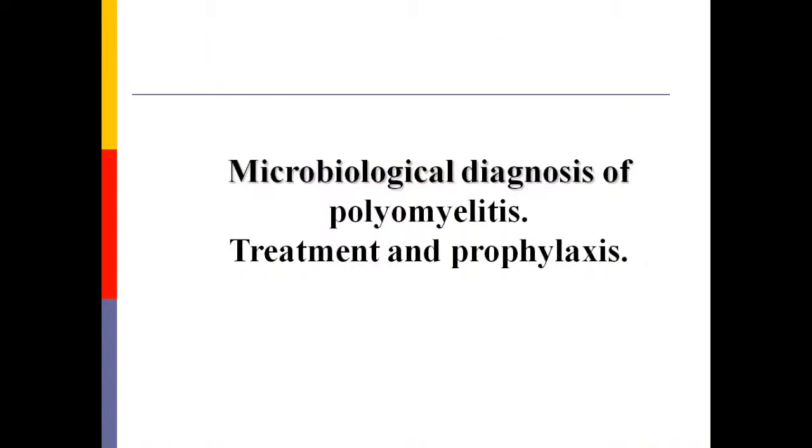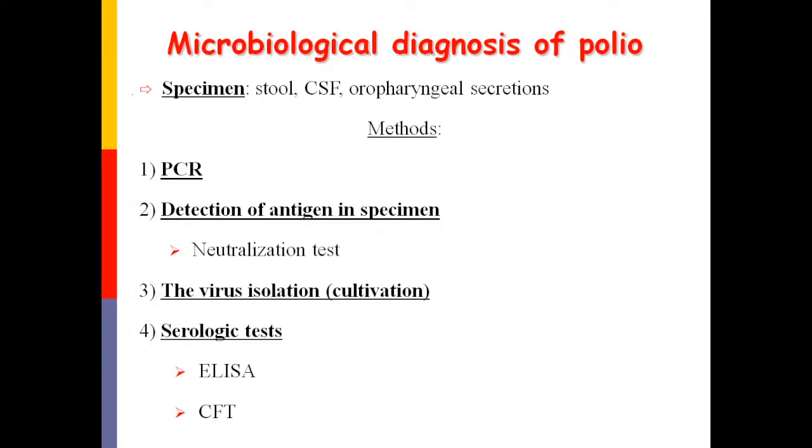Microbiological diagnosis, treatment, and prophylaxis of polio. Specimen. It includes stool collection, because we know that virus multiplies in the small intestine, in parapatches; cerebrospinal fluid, because virus reaches the central nervous system; and oropharyngeal secretions, because virus is also transmitted by airborne transmission.